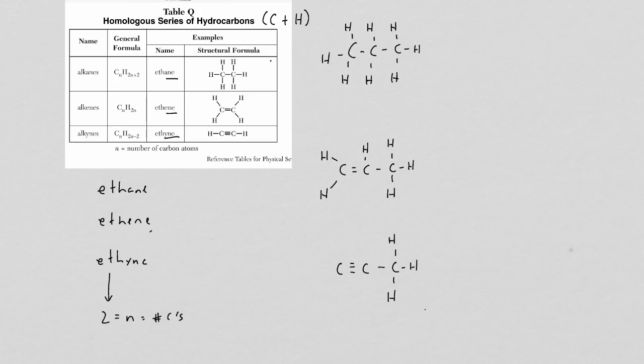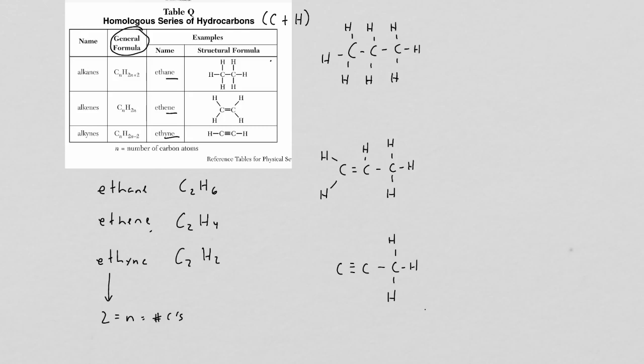I want to see if you understand how this matches up. So I'm going to write out the molecular formula for each of these guys. So ethane, which only has single bonds in it, has a molecular formula of C2H6. Ethene is C2H4, and ethyne is C2H2. Now look at the general formula column, right?